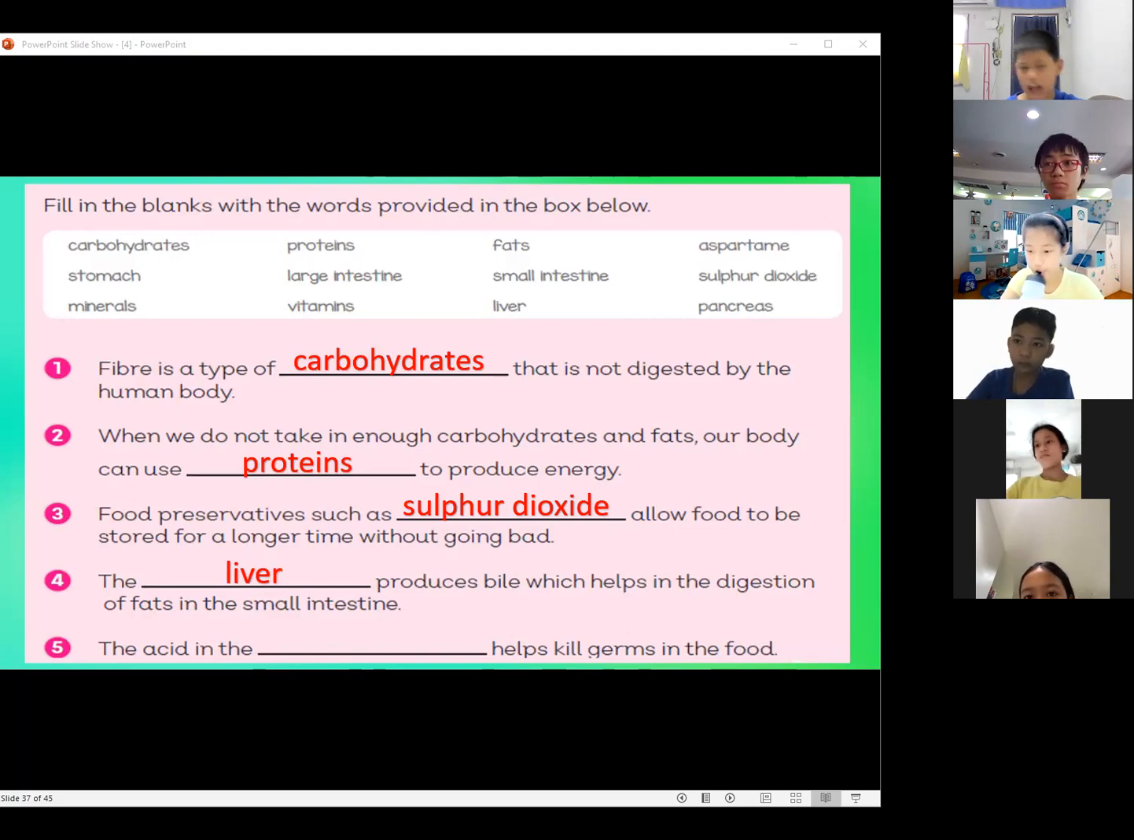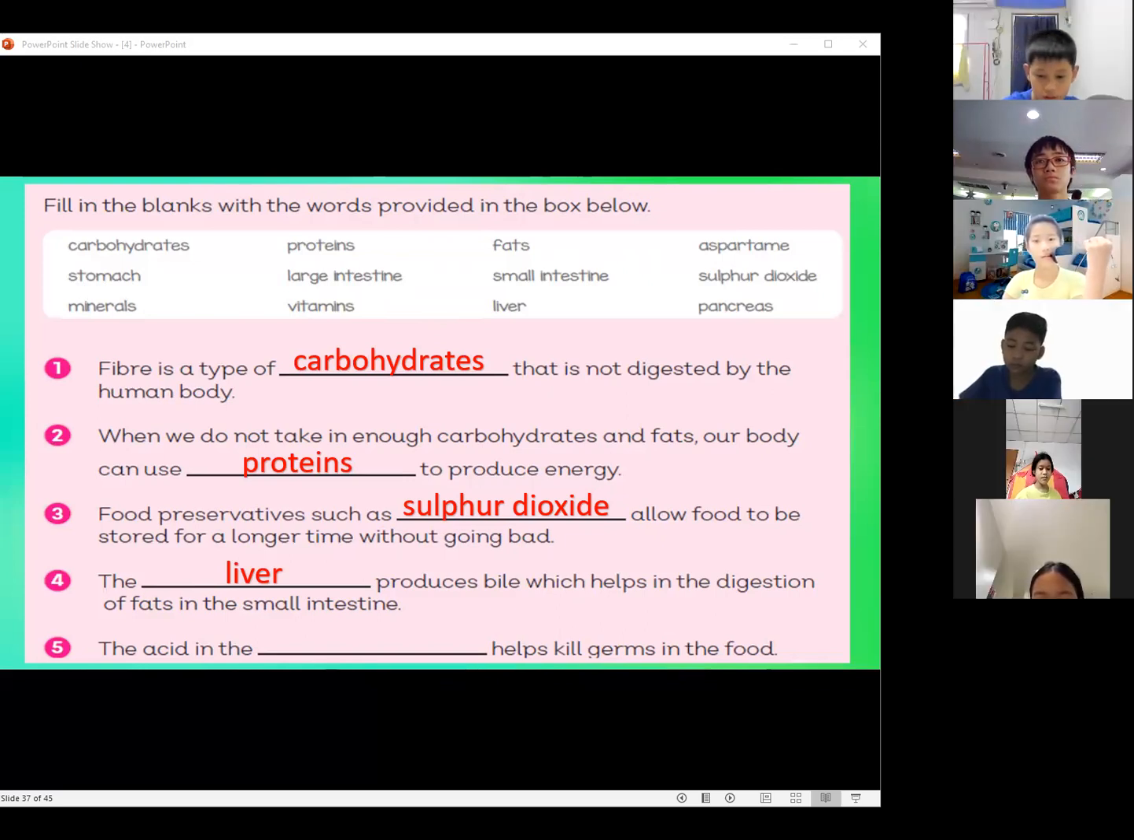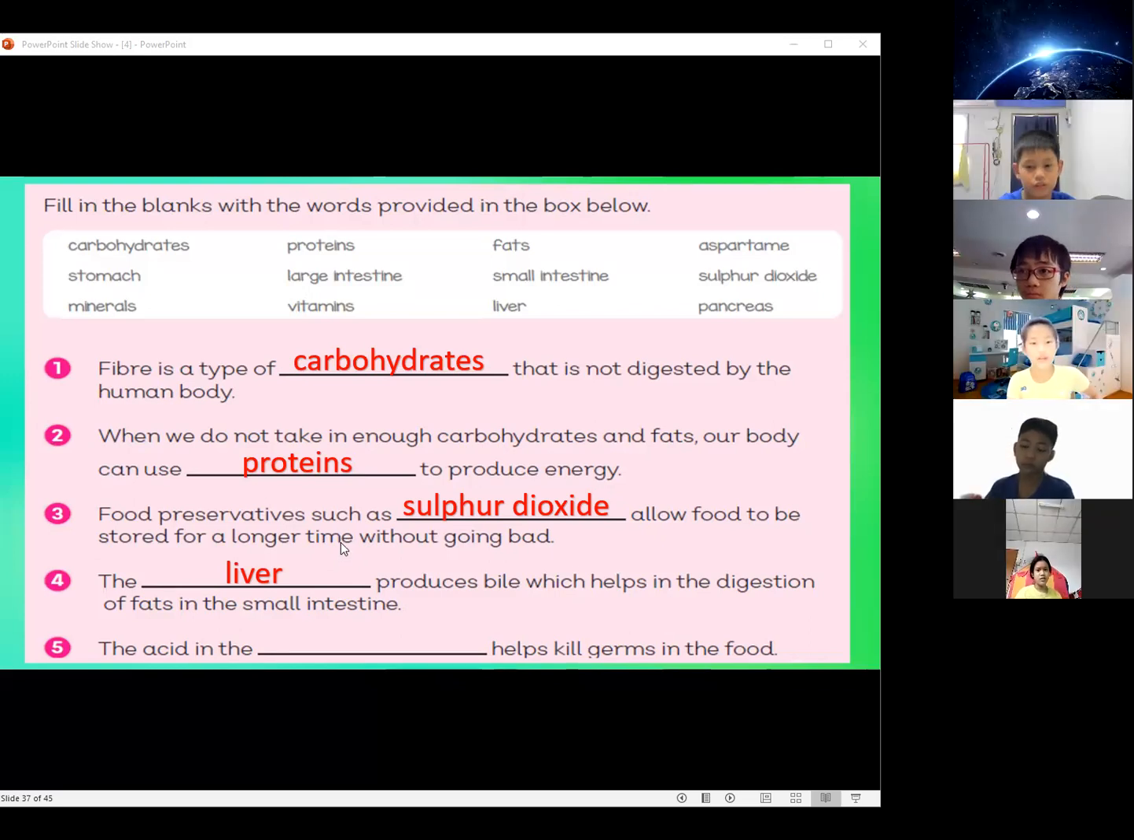Who can answer? Tanakit, number 18. What is your answer for number five? What's your answer? It's okay if your answer is wrong. Fats, okay. Fats is wrong. What about Jirapat, number 27? What is your answer for number five? Stomach. Okay, it is pronounced stomach. The acid in the stomach helps kill germs in food.